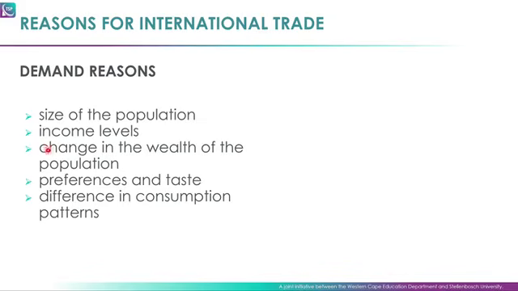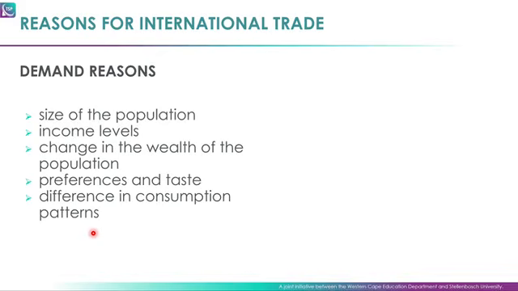Right, very quickly now again, the reasons. Sometimes you can be asked, list 2 reasons, or they give you a scenario, and you must recognize the reason from the scenario. So the demand reasons for international trade are size of the population, income levels, change in the wealth of the population, preferences and tastes, and difference in consumption patterns, right? So even if we just learn those headings, because these 5 reasons listed here will also form the headings for the body of your essay.